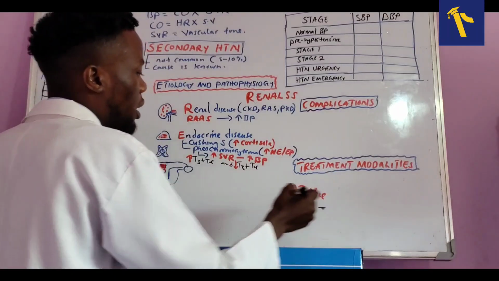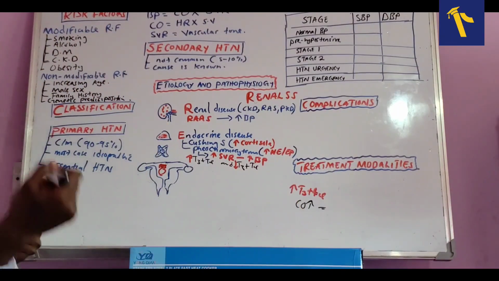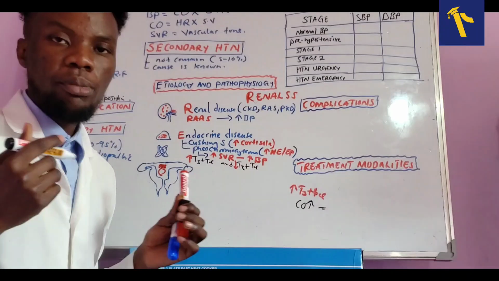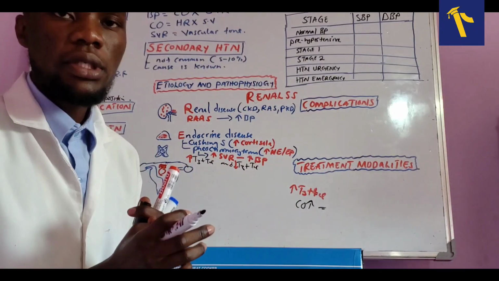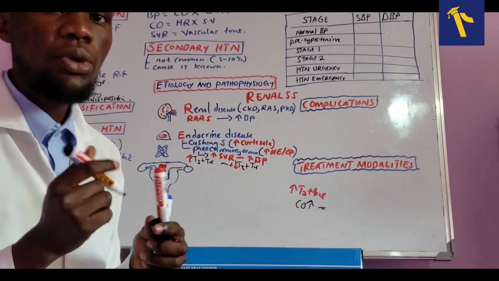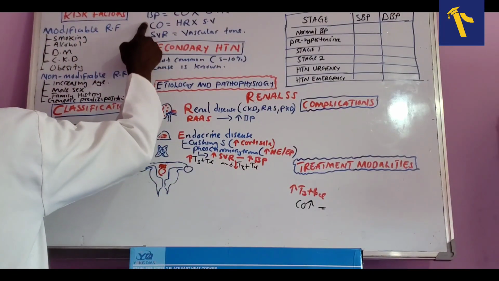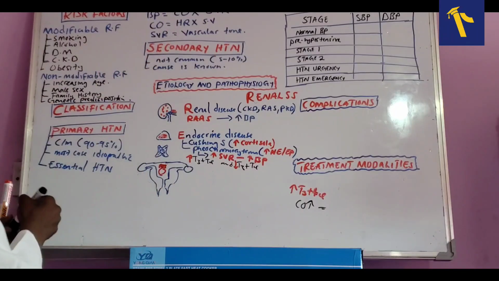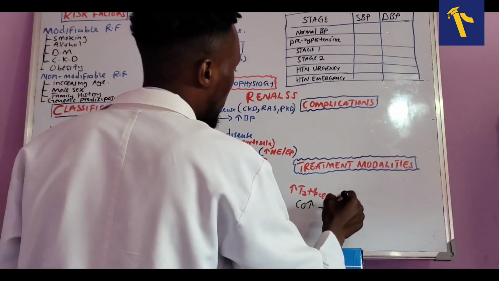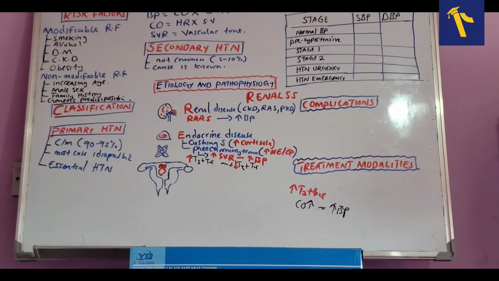Reason being, thyroxine hormone acts on the heart muscles, thereby promoting the contractility of those heart muscles, as well as increasing the heart rate. Those two important factors are going to increase the cardiac output. If you increase the cardiac output, you are increasing the blood pressure. So that's what I simply mean.